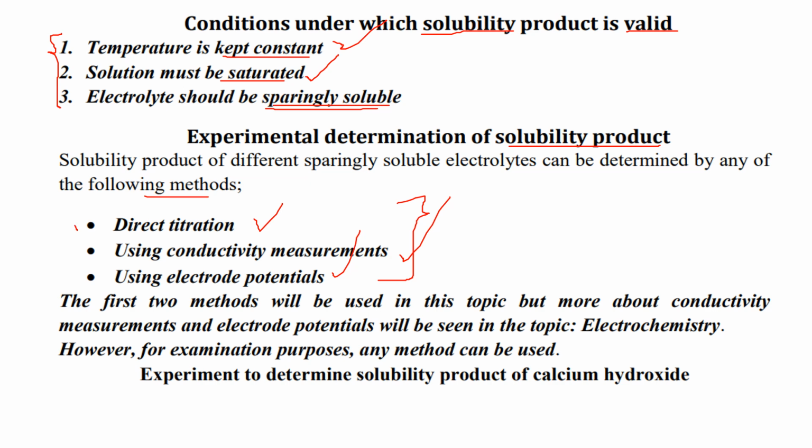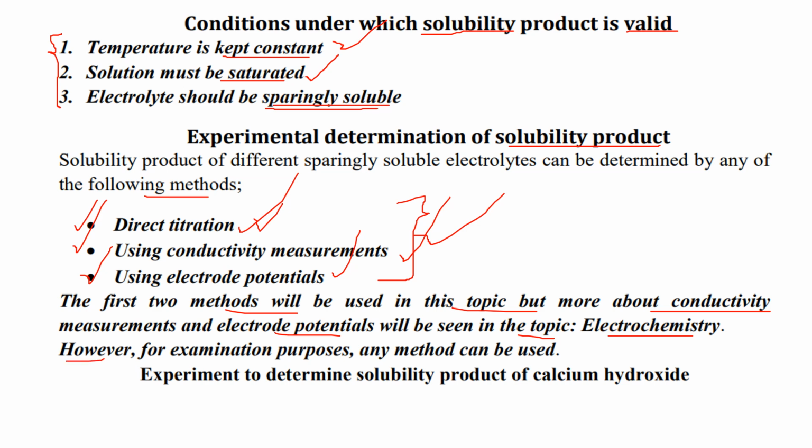One of them is going to be direct titration, the other one is going to be using conductivity measurements, and the other one is going to be using electrode potentials. So you should know all of them, but here we're only going to look at a few. We are going to look at direct titration and the use of conductivity measurements as the 2 described experiments. More about conductivity measurements and electrode potentials will be seen in the topic of electrochemistry, as we shall be covering it on this channel.